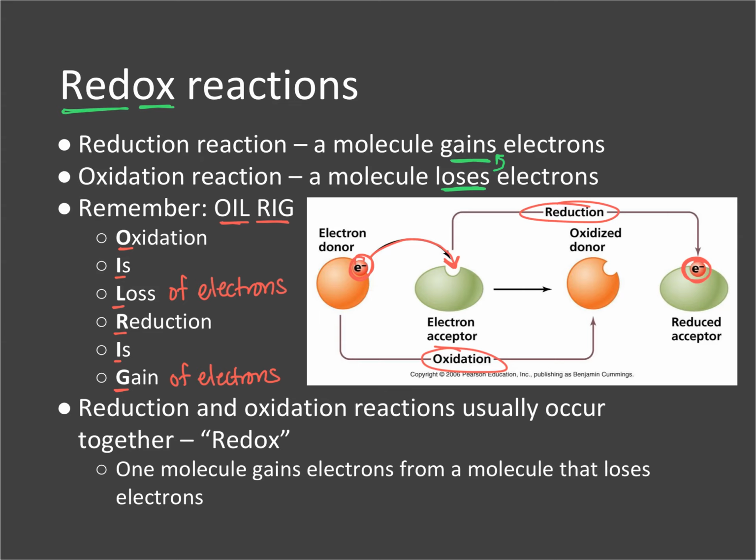And as I mentioned, these two reactions typically happen together. So we just abbreviate it and call it a redox reaction, where one molecule gains an electron from a different molecule that loses an electron. And we're going to be talking a little bit more about these redox reactions, specifically when we talk about the molecules that are used in cellular respiration reactions.